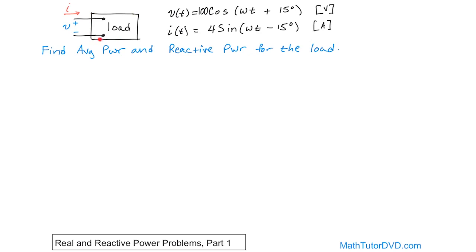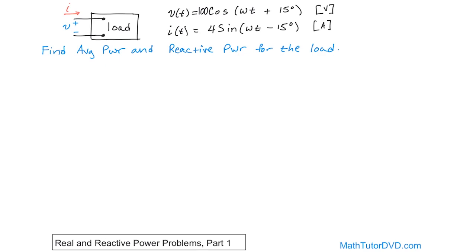So what we have is a load here. We don't know what's inside the box. We're calling it a load. We have two terminals coming out. We know the current flowing into this terminal is given right here, 4 times the sine of omega t minus 15 degrees, and that's in amps. We know the voltage drop across the two terminals there, which is 100 times the cosine of omega t plus 15, and that's in volts.